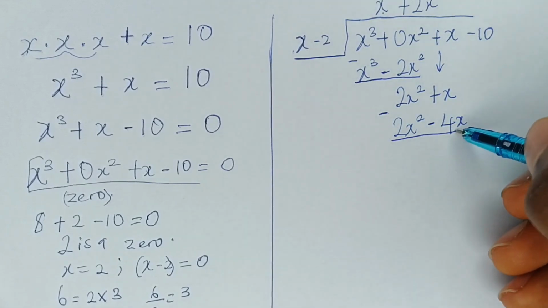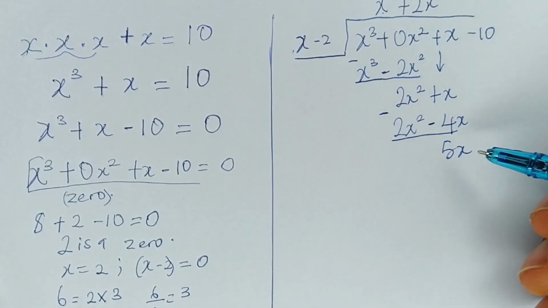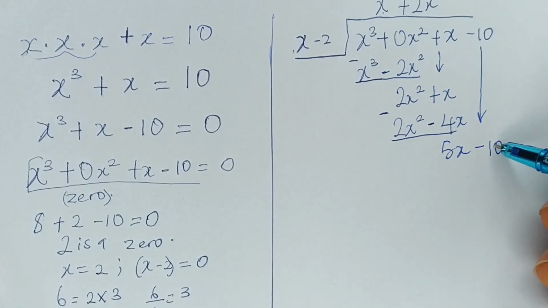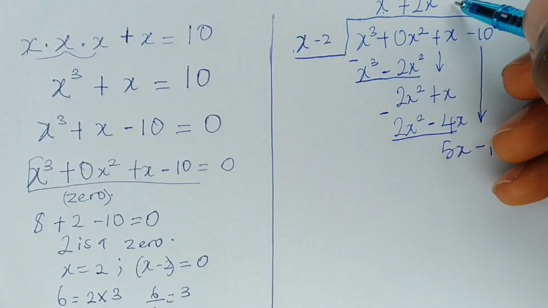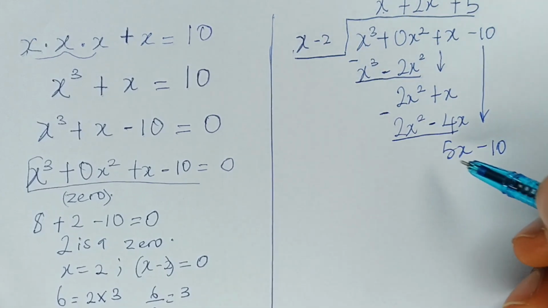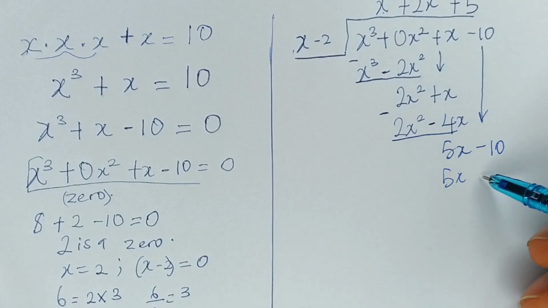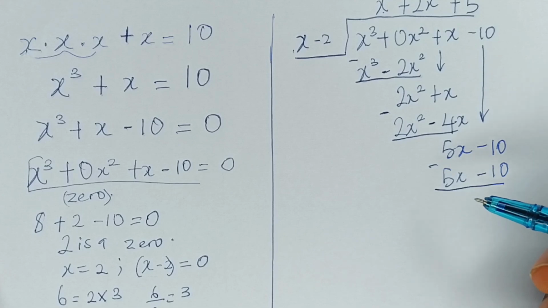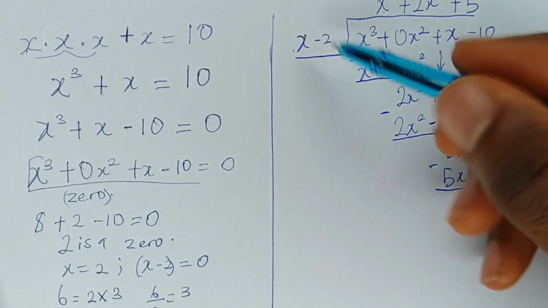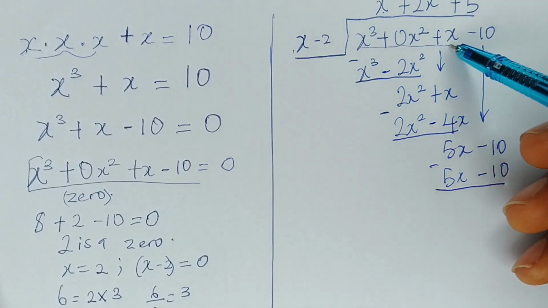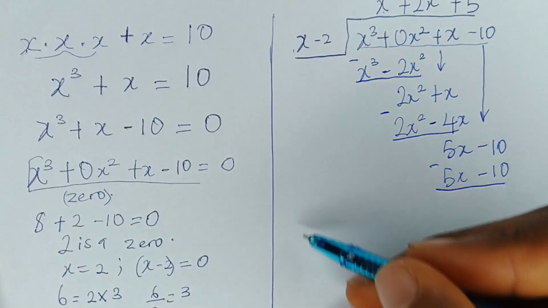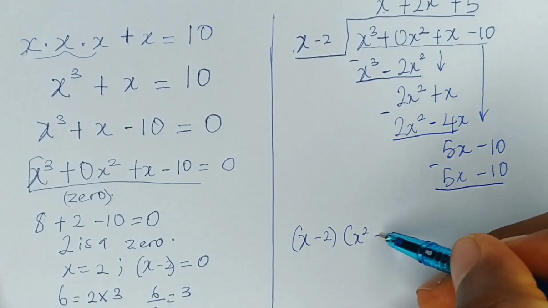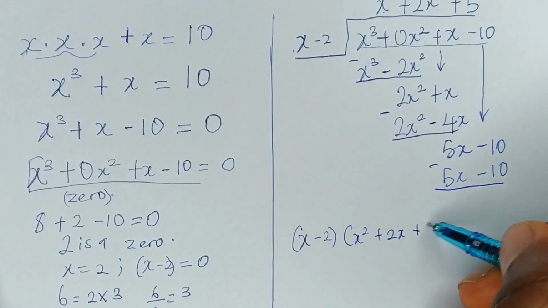Let's subtract again. We have plus 5x remaining. We bring down this again. We have minus 10. 5x into x is plus 5. 5 times x is 5x, and 5 times negative 2 is negative 10. To subtract, we have nothing left. Hence, at this point, we can write this whole given number as x minus 2 into x squared plus 2x plus 5.